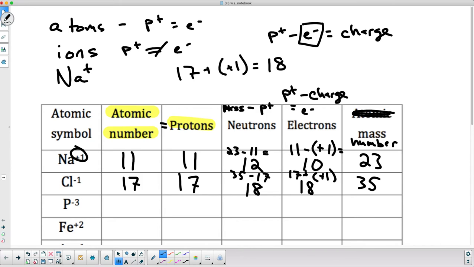So if your atomic symbol is P with a minus 3, I'll do one more example. P is 15. That means 15 protons. If I take a look for the mass number, the atomic mass is 30.9 something, which means I round up to 31. 31 minus 15 is 16 for the number of neutrons, and the number of electrons is 15 minus a minus 3, which equals, again, 18. Notice 18 pops back up again, okay?